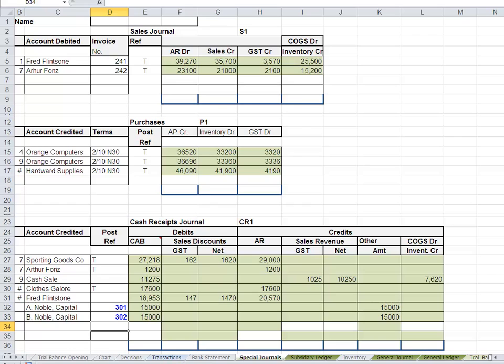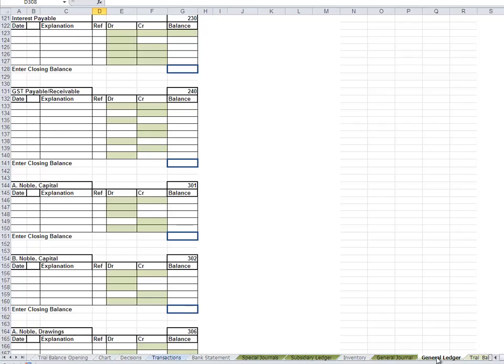Well, I've done this in the wrong order really, because I should have posted them first. So A Noble Capital, well, I haven't got an opening balance in here because I didn't do my opening balances. So June, whatever the date is, 14th, is it?